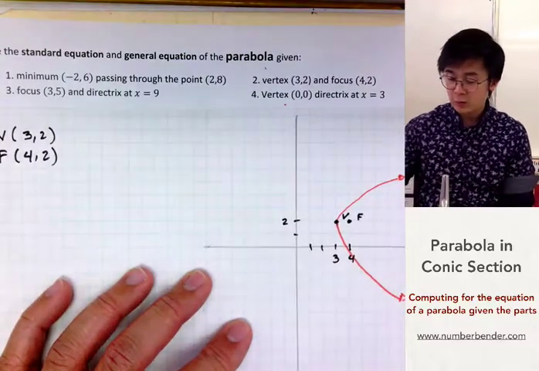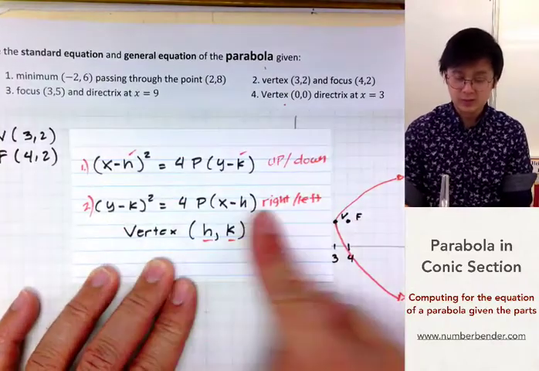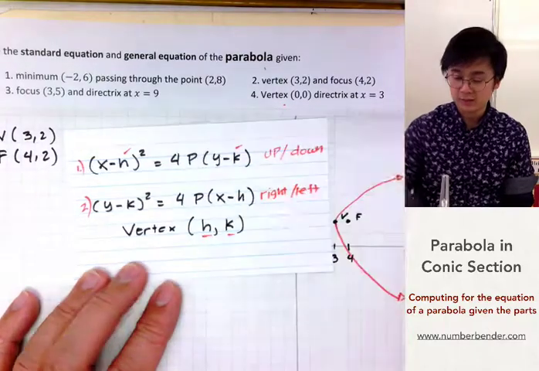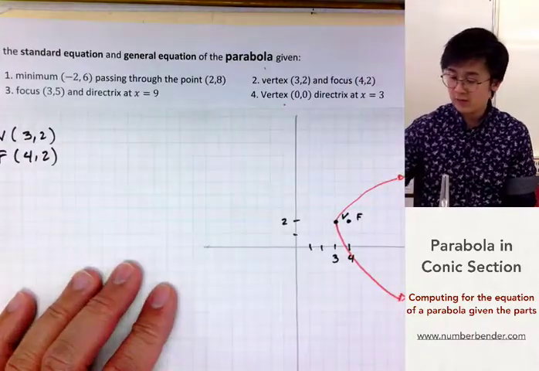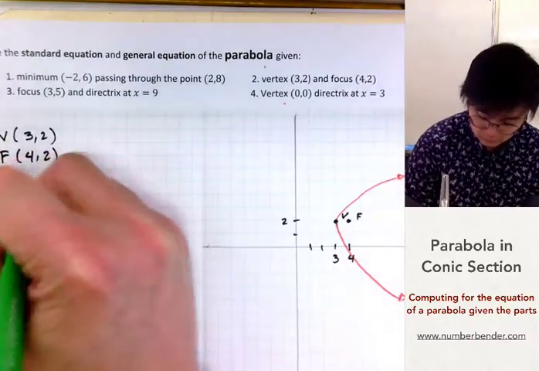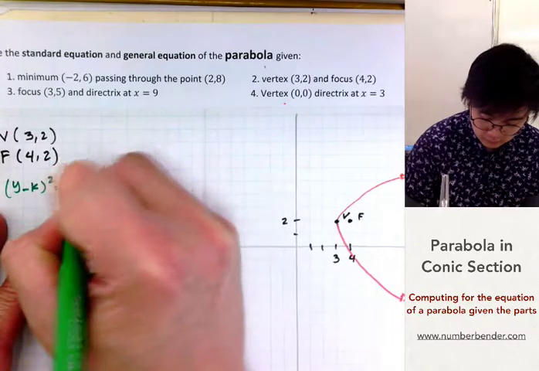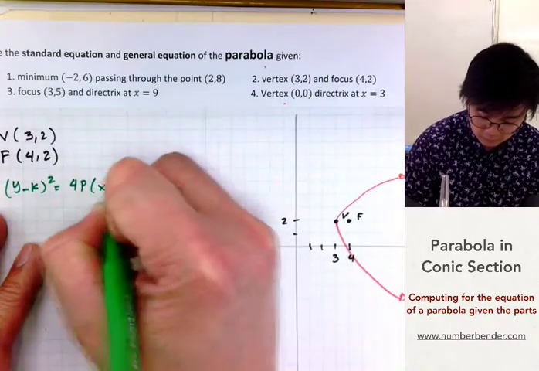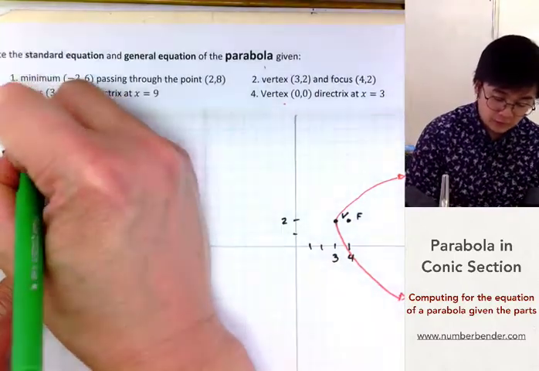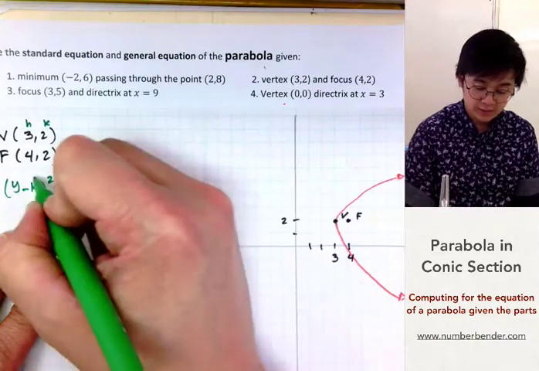And now that we know how it opens, we know that we're using the second formula, which is (y minus k) squared equals 4p(x minus h). So let's go ahead and write out the formula that we're using. So from here, h and k is our vertex. So we will replace h and k.